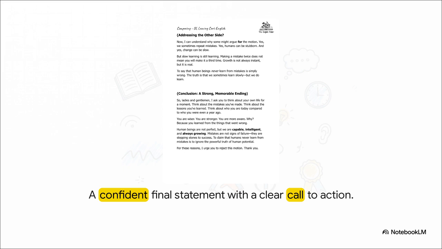It powerfully summarizes their whole stance, includes a super clear call to action to reject the motion, and thanks the audience. It's confident and it's complete.